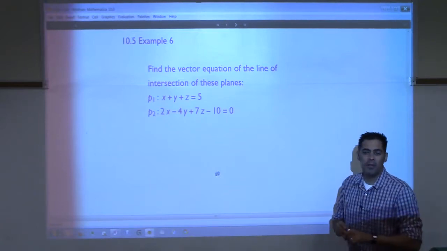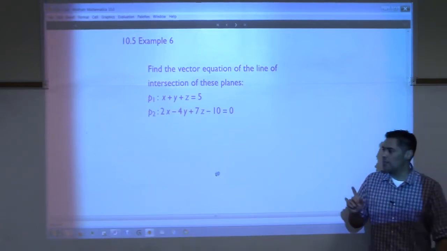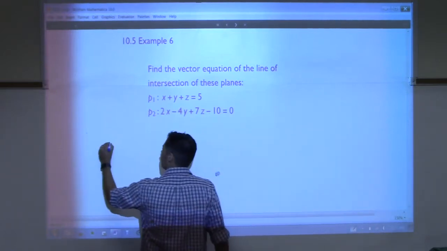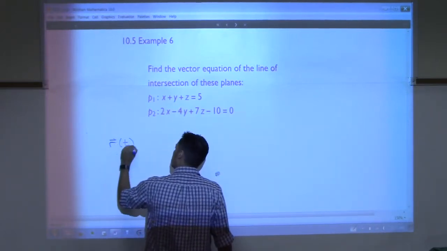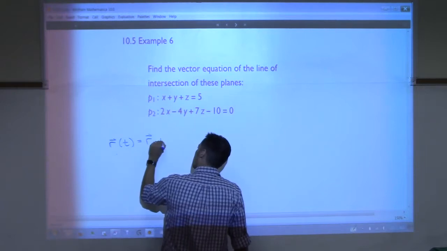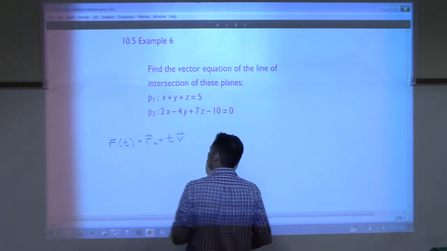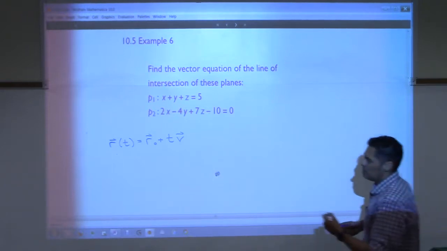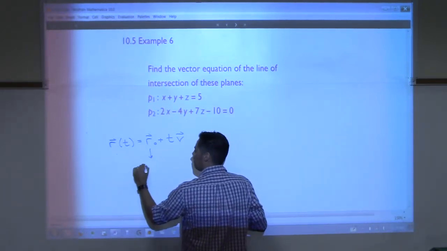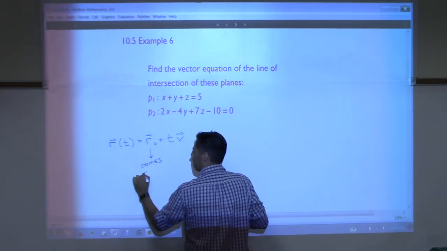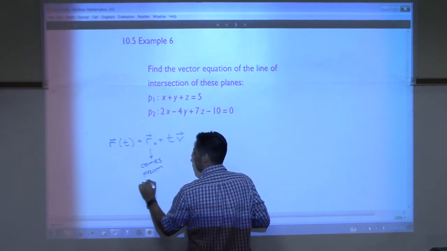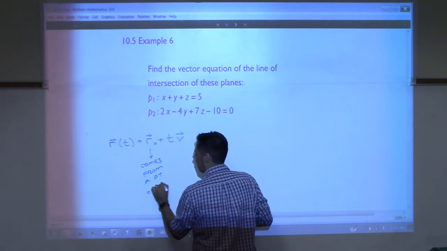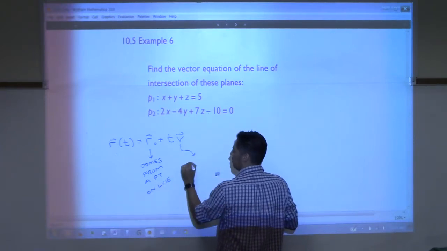Let's try and find the point. So remember, we're trying to get a vector equation of a line. We did that a little bit in the last class, yeah. That's the general formula for the vector equation of a line, right? R naught really comes from a point, a point on the line. And then the v is the direction vector.